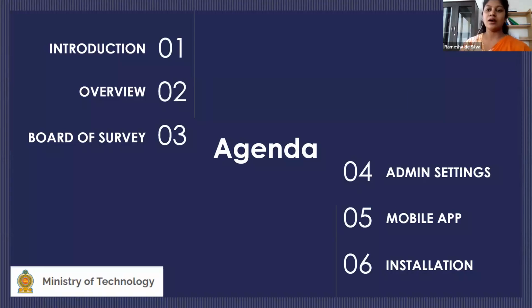In step one, I'm going to give you a brief introduction to the Snipe-IT asset management system. Then in step two, we will have an overview of our system. In step three, I'm going to do a board of survey using this system. In step four, I'm going to show you what kind of admin settings we have with this system.